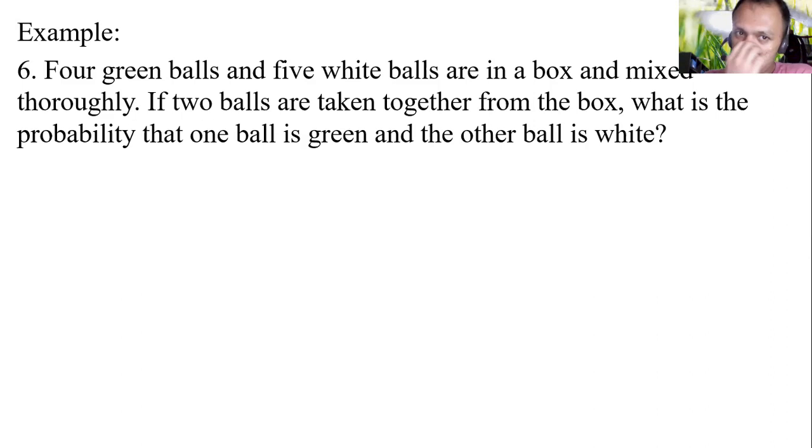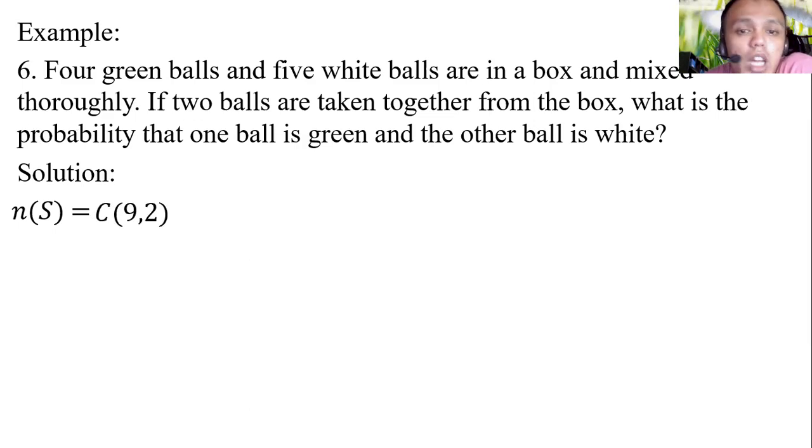Next. Okay? The same problem pa rin, pero iba-iba lang ng konti yung tanong natin. 4 green balls and 5 white balls are in a box and mixed thoroughly. If 2 balls are taken together from the box, what is the probability that 1 ball is green and the other ball is white? Again, let us taken together, so we need to use the combination here. Okay, for the sample space, we have the combination of 9 and 2.